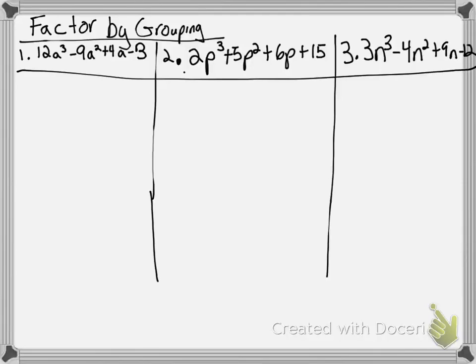Okay guys, today we are learning factoring by grouping. I'm just going to do 3 quick examples. So our first part with factoring by grouping, when it has 4 terms, we're going to split it up into 2 parts. The first part and the second part.